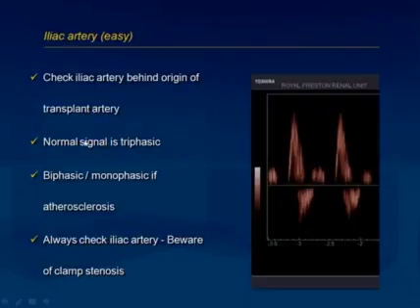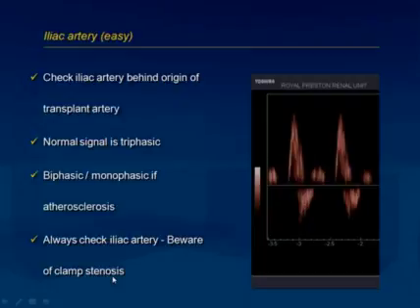We expect to see a triphasic normal signal as shown in this picture. Very commonly we also see a biphasic signal in elderly recipients or if there is atherosclerosis. Monophasic signals are abnormal and also seen in atherosclerosis. A dampened and monophasic signal in the iliac artery indicates stenosis of the iliac artery. This is what we refer to as the clamp stenosis.